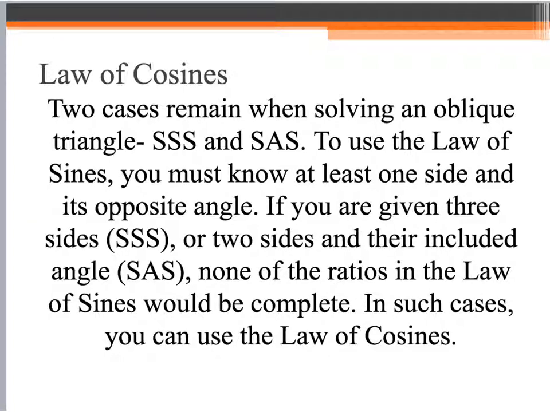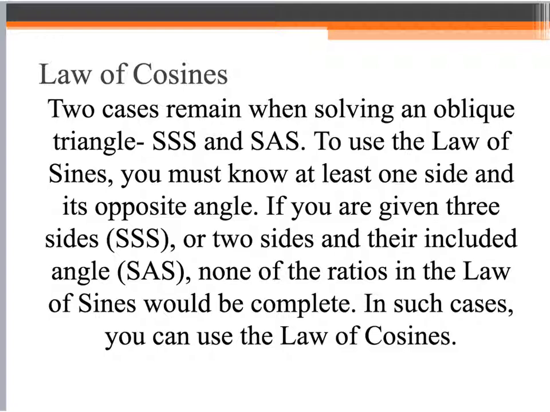To use the Law of Sines, you must know at least one side and its opposite angle. If you are given three sides, side, side, side, or two sides and their included angle, side, angle, side, none of the ratios in the Law of Sines would be complete. So in those cases, that's when you use the Law of Cosines.